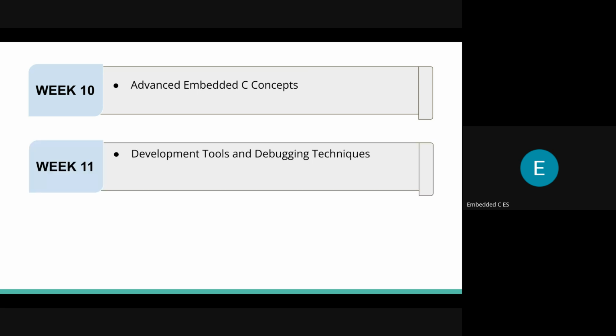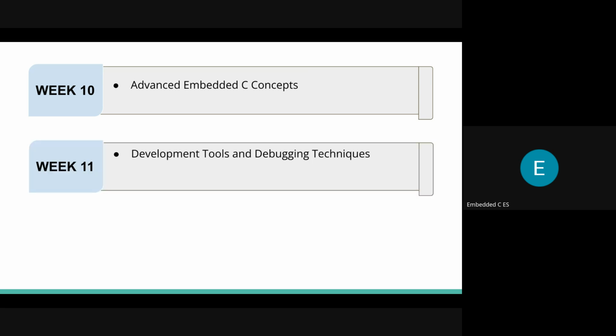And week 10, advanced embedded C concepts. This week, we'll delve into advanced C programming concepts for embedded systems. We'll cover advanced memory management techniques, low-level device access, and efficient data handling. Additionally, we'll discuss optimization strategies for real-time performance and advanced debugging techniques to enhance your development process.